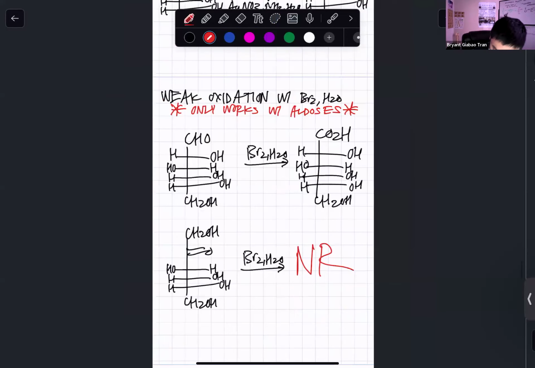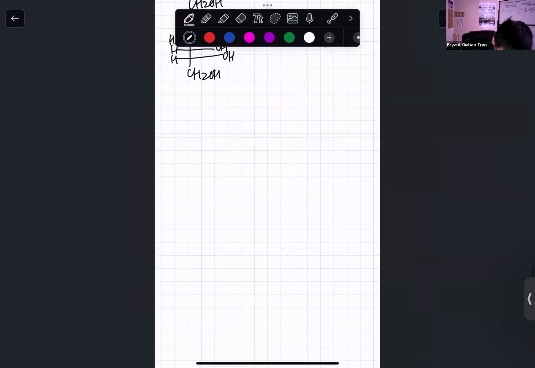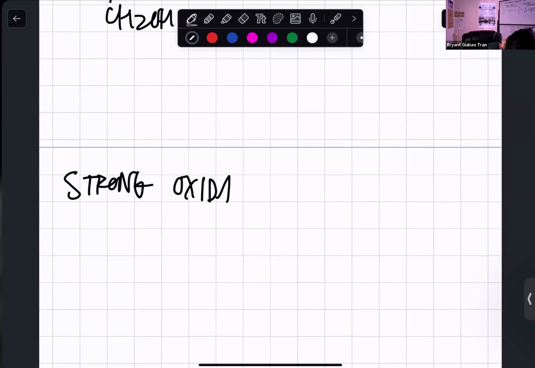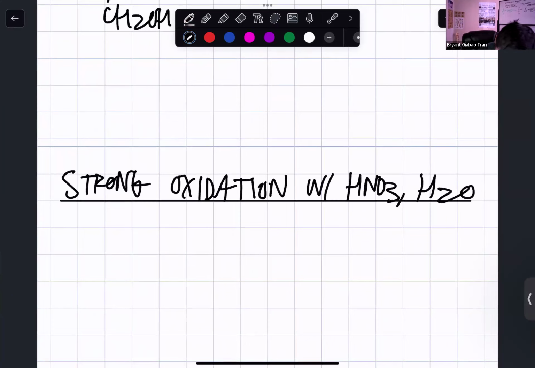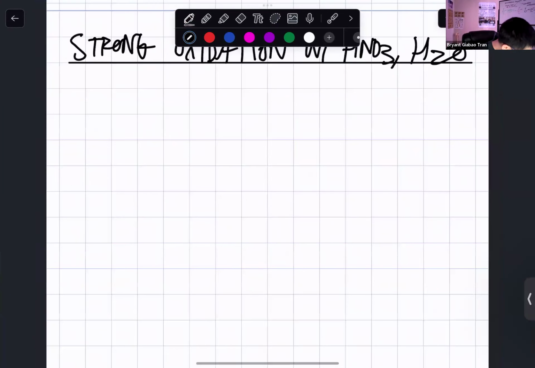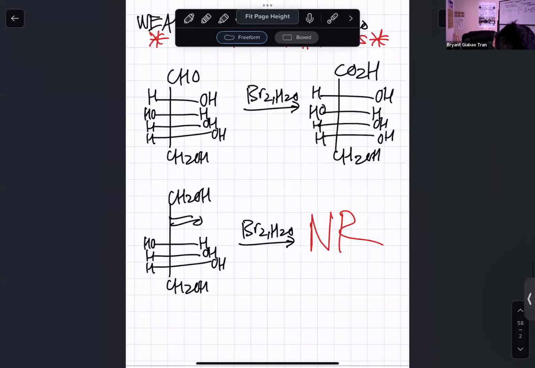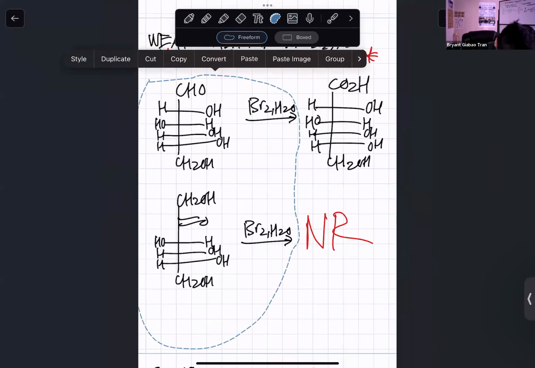Okay. Now, the other oxidation reaction I want you guys to know is the oxidation with a strong oxidizing reagent, which is HNO3 in water, right? Strong oxidation with HNO3 and water. Okay, so that's going to oxidize both the top and bottom carbon into carboxylic acids. So let's say we have both an aldose and a ketose, because this strong oxidizing agent here will work with both an aldose and a ketose.